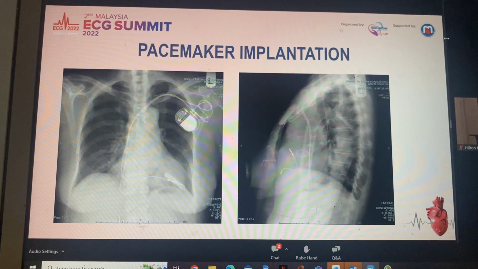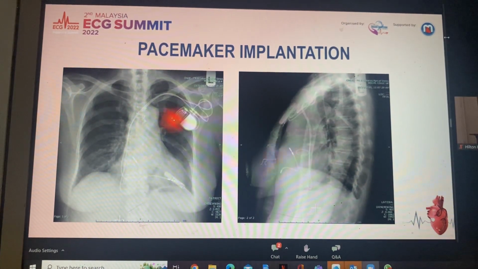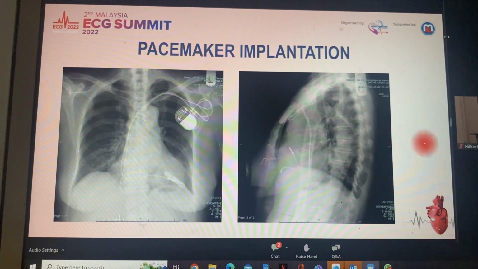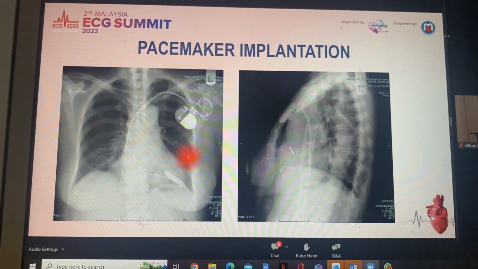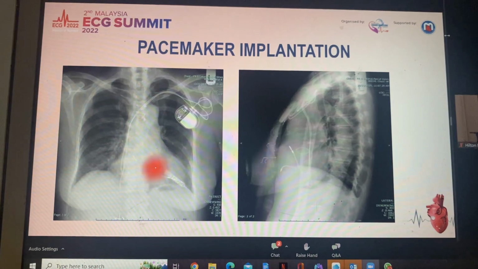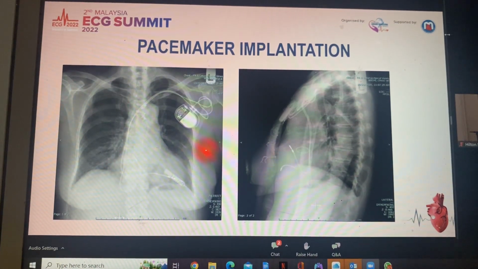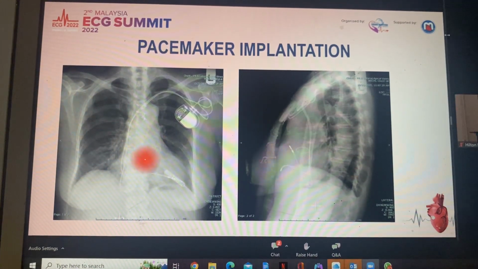Okay, this one is the pacemaker implantation. We can see there is a loop recorder there. This is a dual chamber pacemaker. This one is an RA lead. Second is an RV lead. So why did we choose the dual chamber pacemaker for this patient? Basically, you want to maintain the AV synchrony. Then it's better to have two chambers rather than a single chamber in this patient.